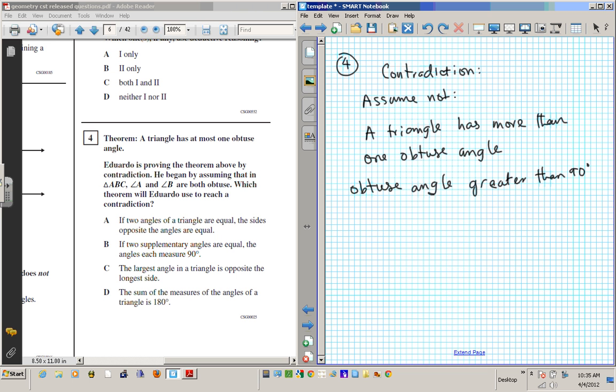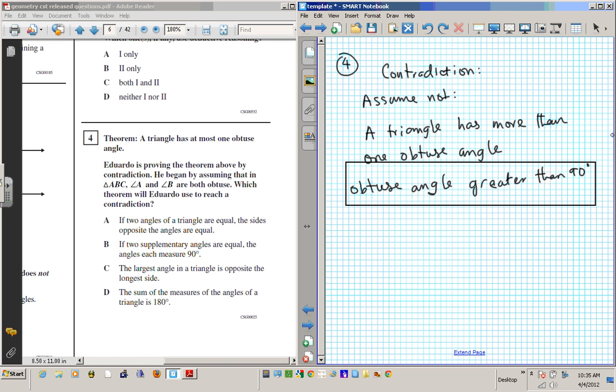So basically, is that possible? That's the question. Can I have three angles with two of them being greater than 90 degrees? Would that result in a problem? If I can arrive at a contradiction or a problem, then I know that the answer is false.